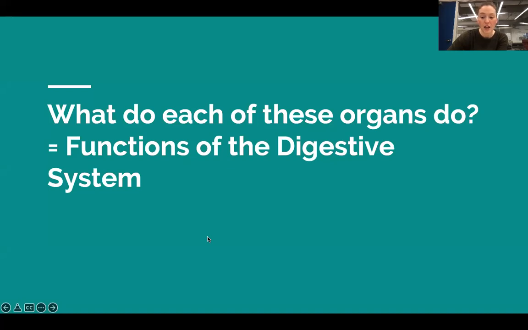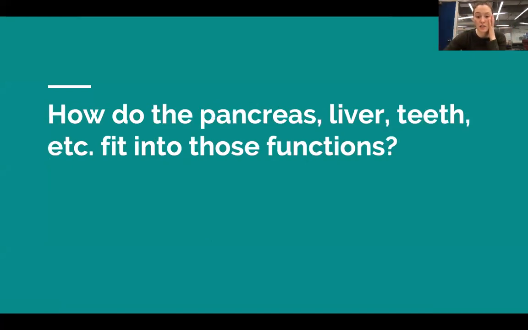All right. And so again, it's not just important that we know what the organs of the digestive system are, but what they do, right? What are the functions of the digestive system and what organs support those functions, okay?